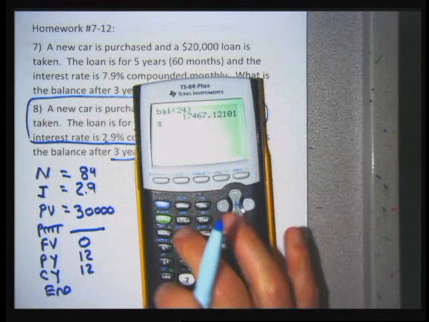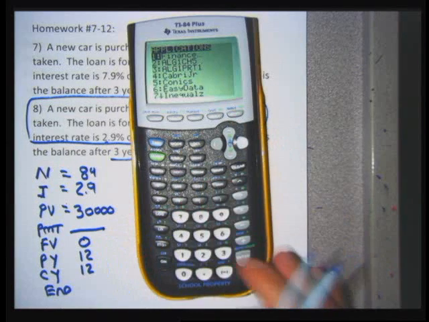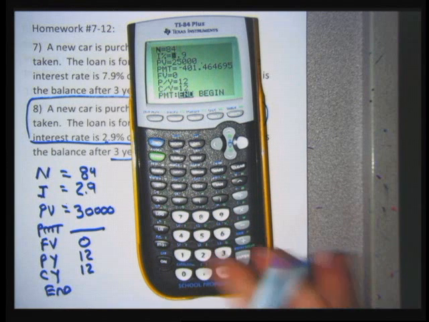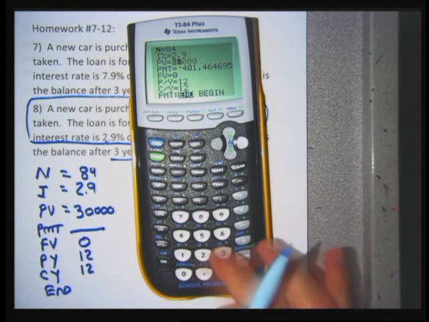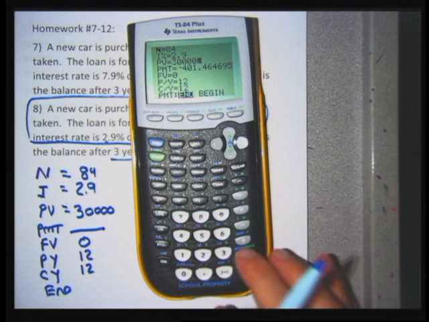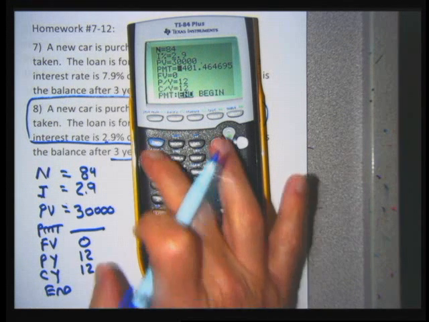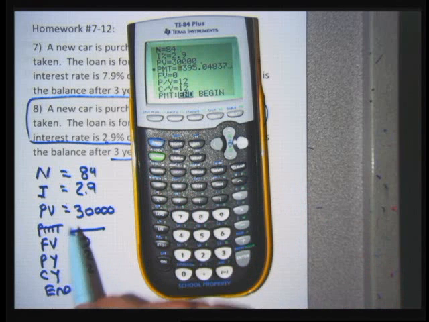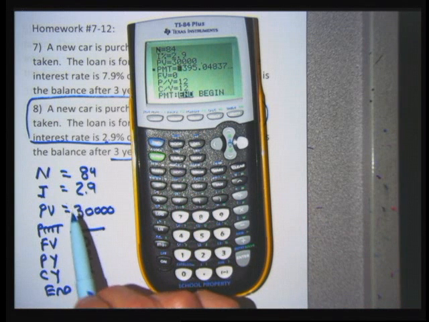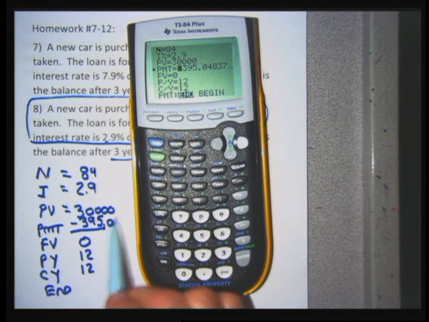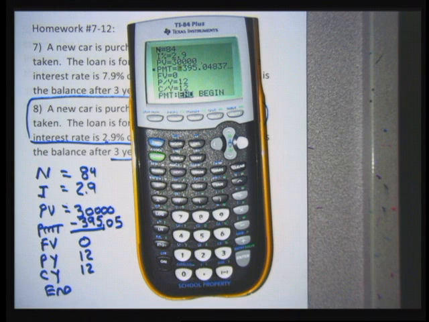So I'm going to go apps, enter on finance, enter on TVM solver, 84 for the N, 2.9 for the I, 30,000 for the PV. The 0 for the FV is fine. The PY and the CY for 12 are fine. Now I'm going to hit my green alpha button and hit enter. So the payment is $395.05, rounded at least. So my calculator now knows the loan that we're referring to.